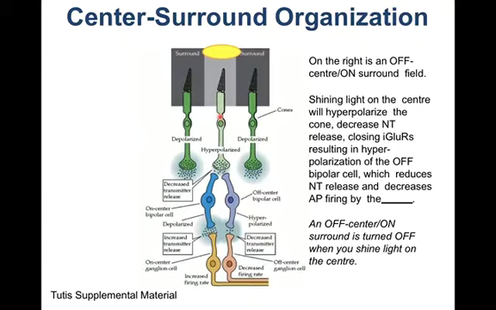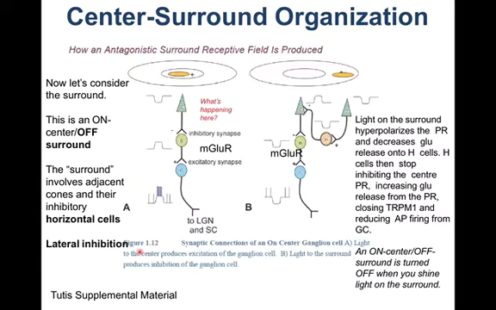And if you close ionotropic glutamate receptors, that will result in an absence of an otherwise depolarizing current, which will lead to hyperpolarization of off bipolar cells in the light, reducing neurotransmitter release, and decreasing action potential firing by the only cell in this system that produces action potentials, which is the ganglion cell, the RGC or retinal ganglion cell. So an off-center, on-surround system is turned off when you shine light on the center. And again, covered very well in the Tudis supplementary material.